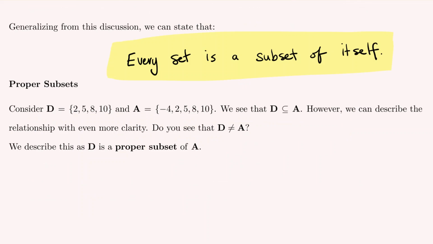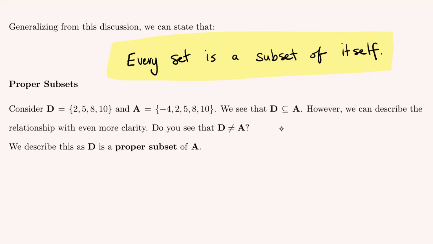So we've learned the definition of what makes one set a subset of another. Let's refine this definition and talk about the idea of proper subsets. Consider the two sets, D, which is made up of the elements 2, 5, 8, and 10, and set A, which is made up of the elements -4, 2, 5, 8, and 10. Let's verify this statement. So remember, as we're reading mathematical notation, we read left to right. So it says set D, this is the symbol for subset, this is set A, so this would be phrased in English as D is a subset of A.